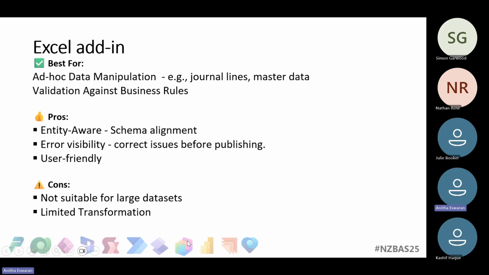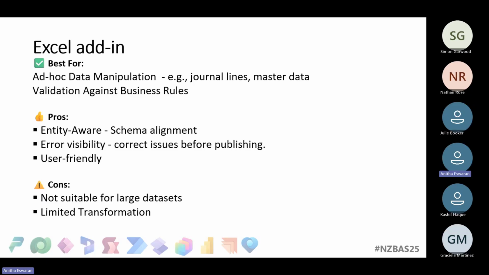But here you will have limited transformation. For instance, in custom services you have an option to transform your data, because the code and the control are with us. But in this case, there is no chance of transformation. So whatever data you give in the Excel, that will be published in the end system.